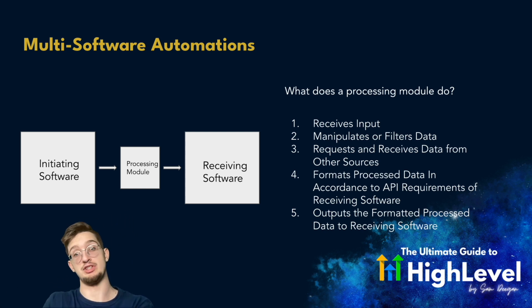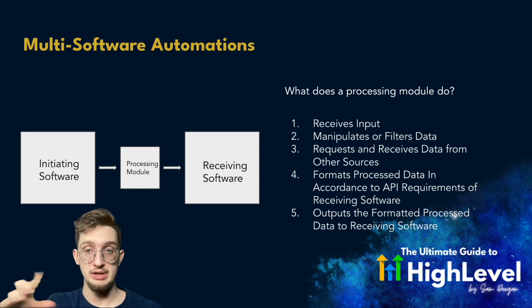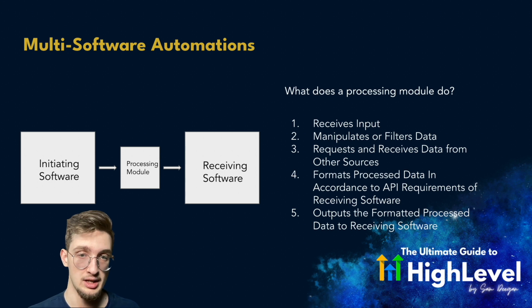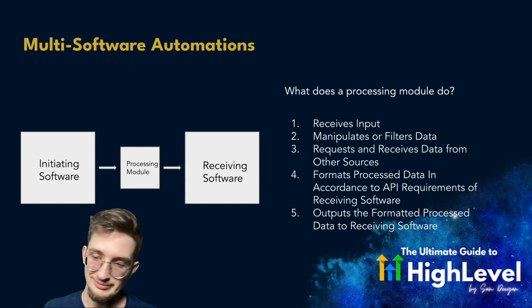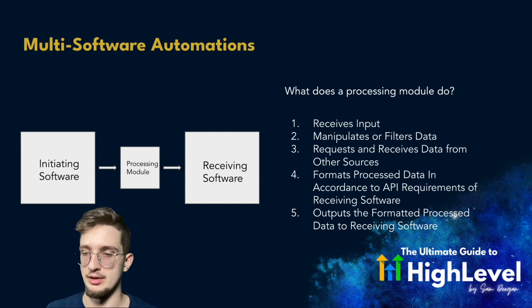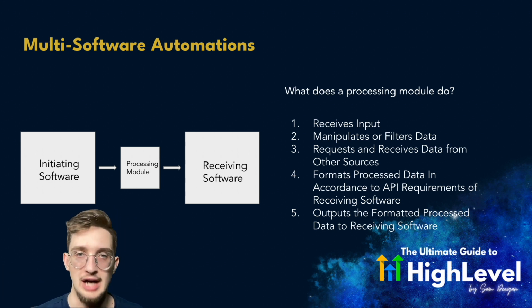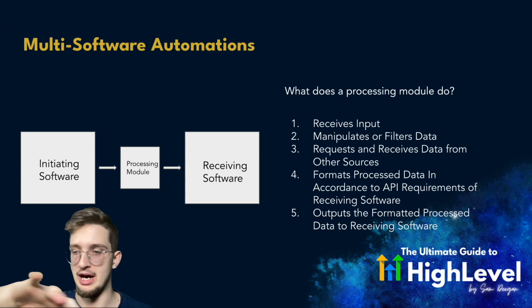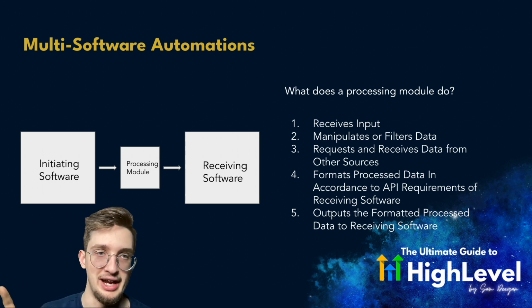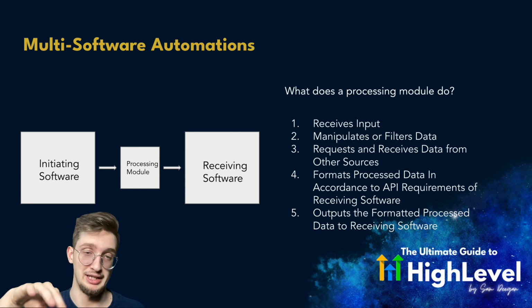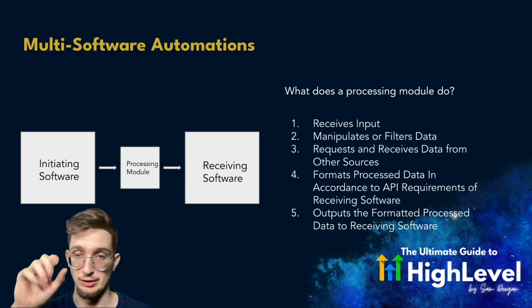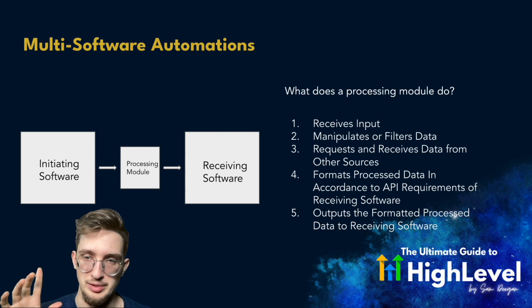The first thing is it's receiving input somehow. It can then manipulate or filter the data. So we can have it perform operations. For example, let's say I shot a number in from HighLevel and caught it in Zapier, and I wanted to multiply that. I can manipulate the data by multiplying the number that was sent from HighLevel over to Zapier.